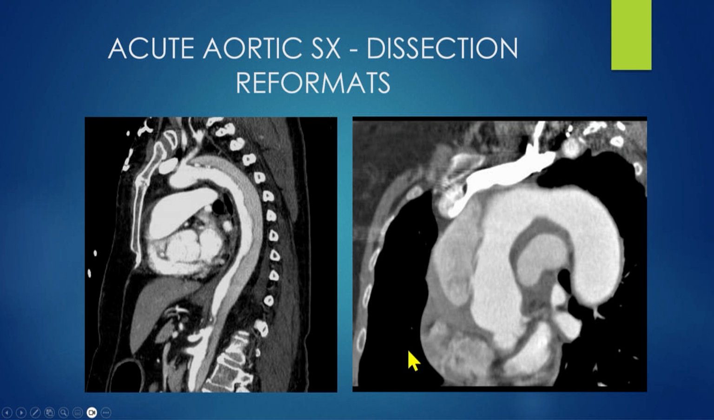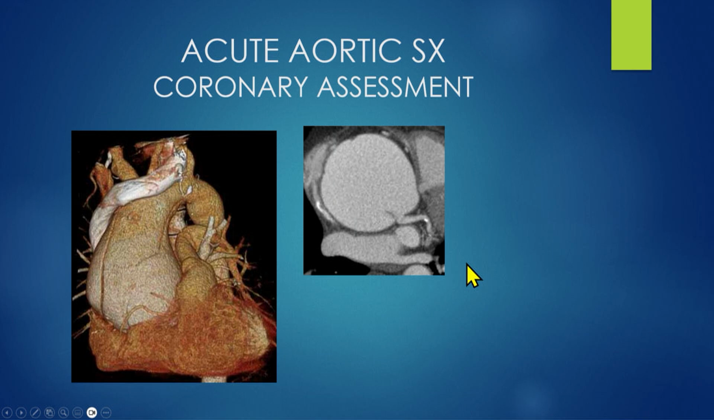This again shows you the benefits of reformats and the ability to trace the true lumen in this type B dissection. You can see very nicely, this is going to be the true lumen because it connects to the ascending aorta, which is unaffected. And then this is the false lumen. And you can do the same thing with this one.